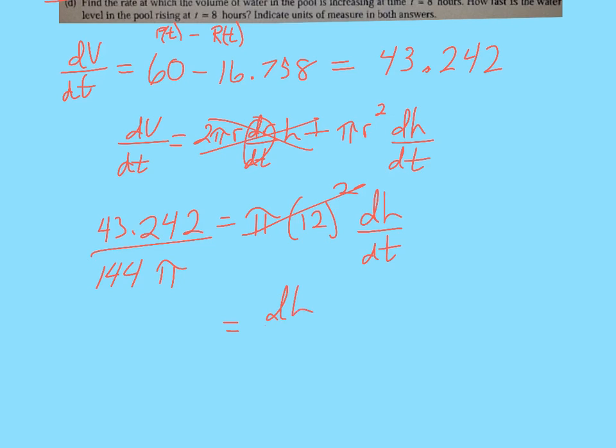So the rate of change in height at time equal to 8 hours, if I put all of that into my calculator, 43.242 divided by 144π, I have 0.0956. That would be feet per hour. Okay, again, don't forget your units. Okay, along with this, I posted some questions, so give those a shot.